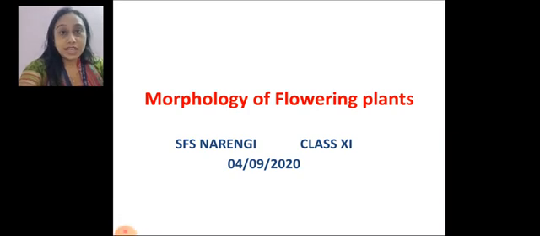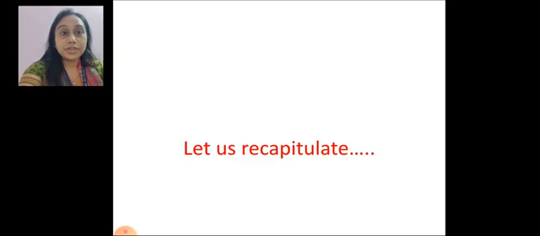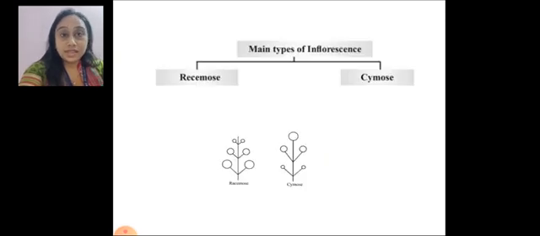Students, we are studying the chapter Morphology of Flowering Plants, and today is 4th September. Let us take a new topic of this chapter. But before starting with this new topic, let us revisit what we have learned till this class from this chapter. So let us recapitulate. We have studied the two main types of inflorescence.